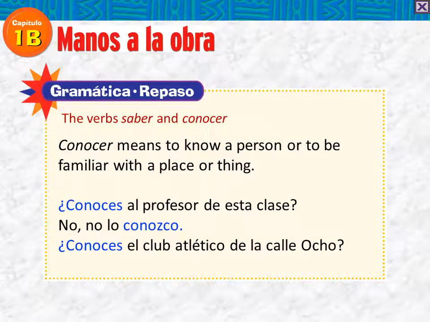Now we have conocer. Conocer means to know a person or to be familiar with a place or thing. So the examples that we have here are, ¿Conoces al profesor de esta clase? Do you know the professor of this class? This is more of a personal knowing, not know who teaches it, but do you actually know them? No lo conozco. I don't know him.